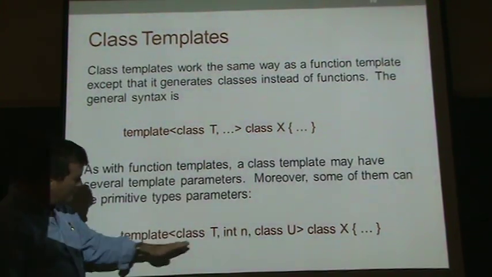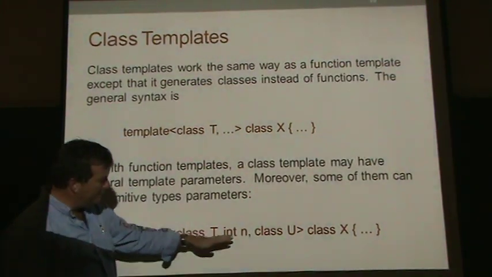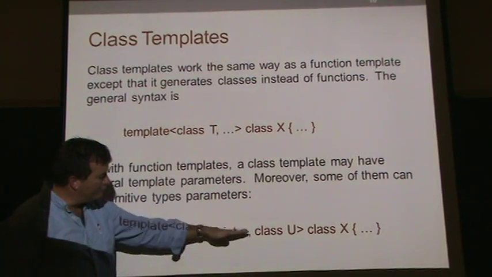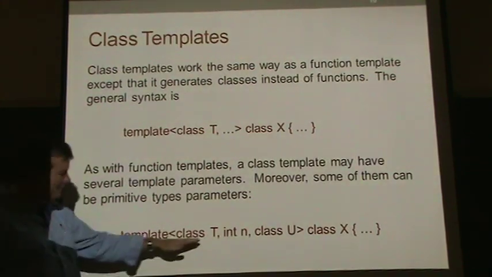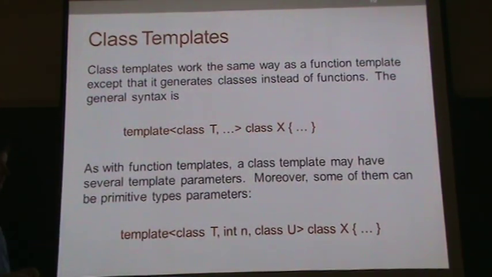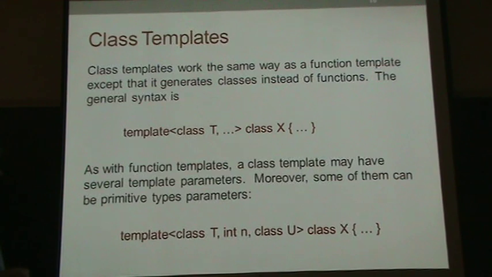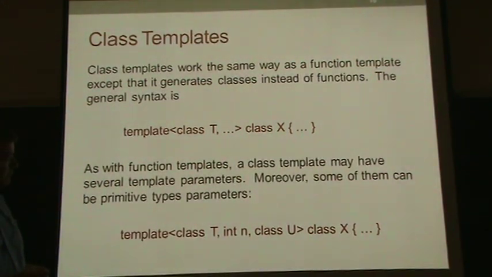And we can also, like before, say class T and then a class U. We could also throw in integers. So for example, if we were making a class like an array or a linked list, we can put in like the size of it, so integers can be put in too. It doesn't have to just be parameterized types.